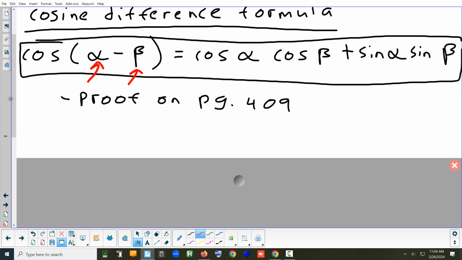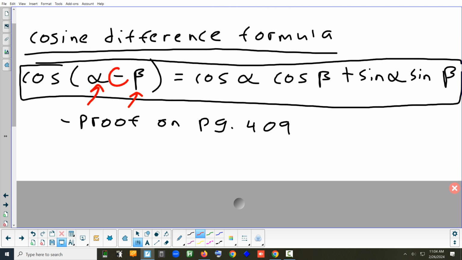Okay, any questions just on the formula? Cosine first, cosine second, plus sine first, sine second. Another thing you can notice is when you have a difference and it's a cosine problem, it turns into addition. And as you would expect, when you have cosine and this is a sum, that's going to turn into a minus. We'll get to that.